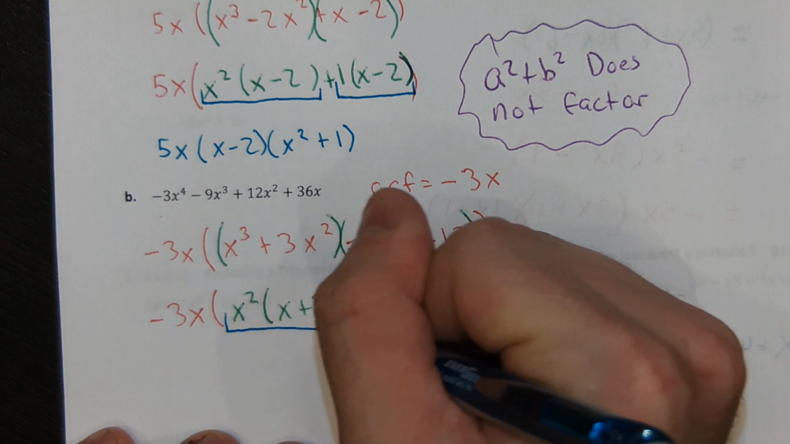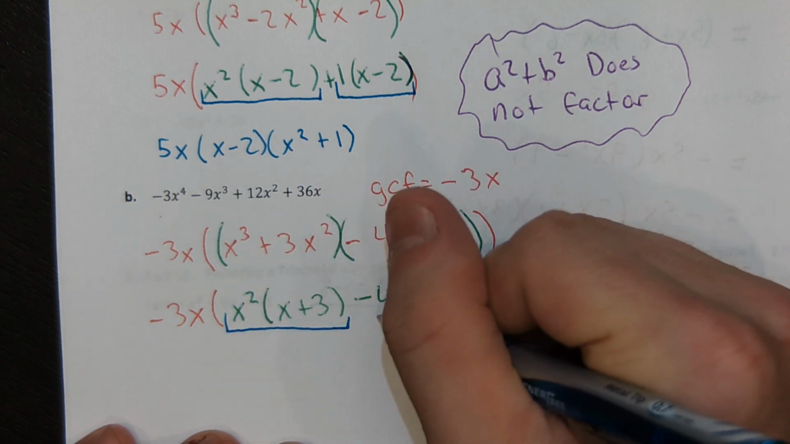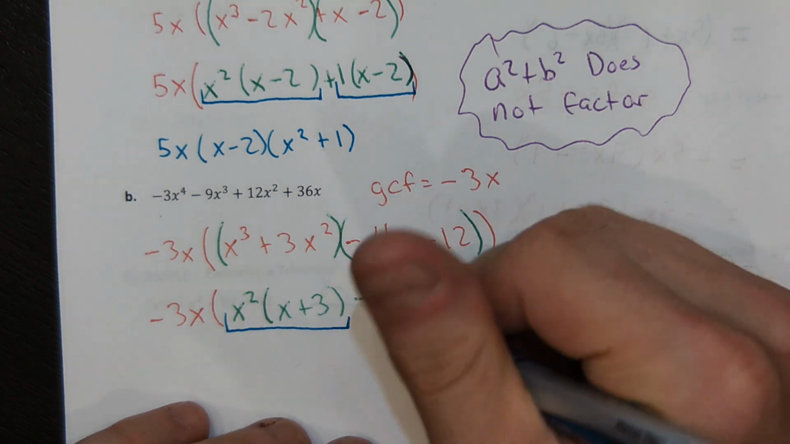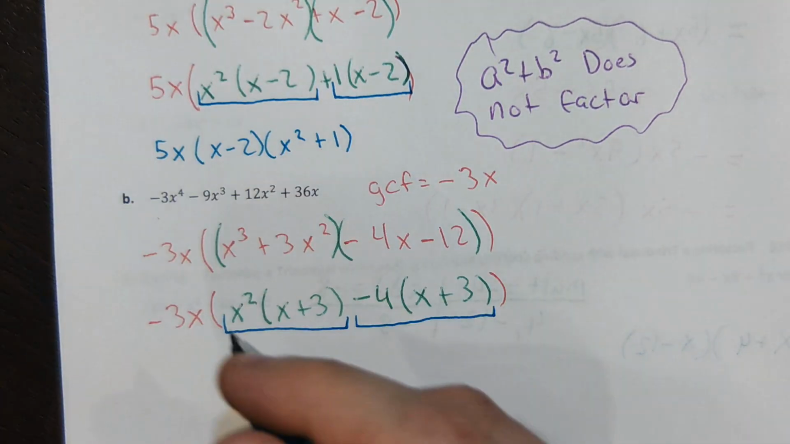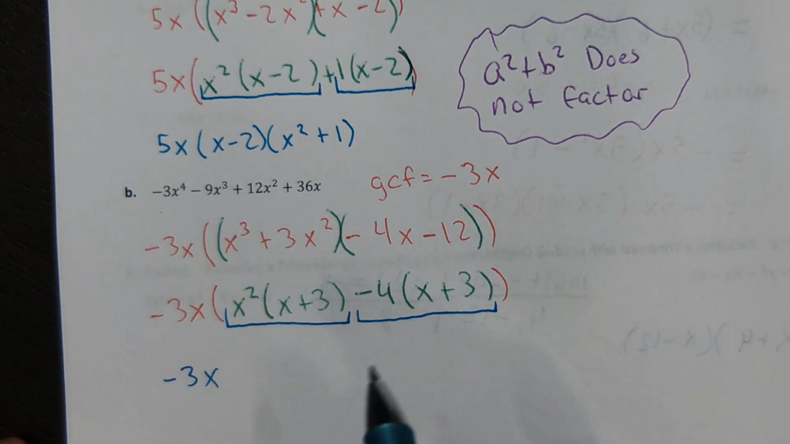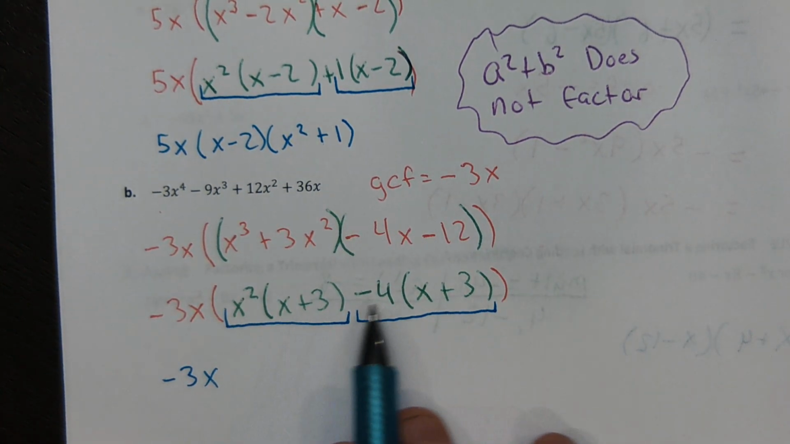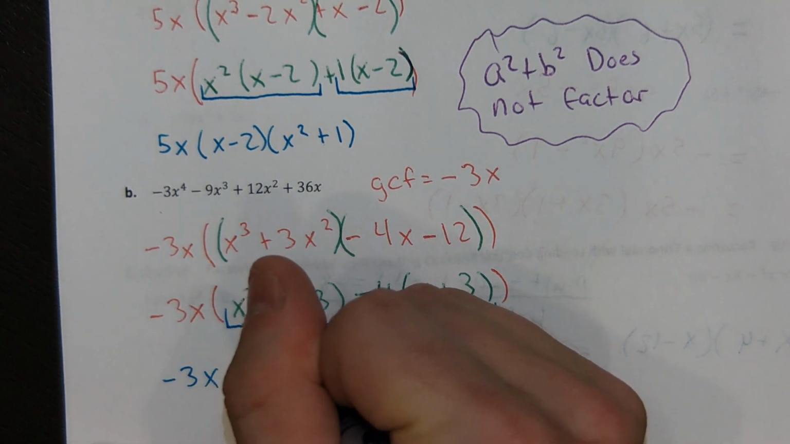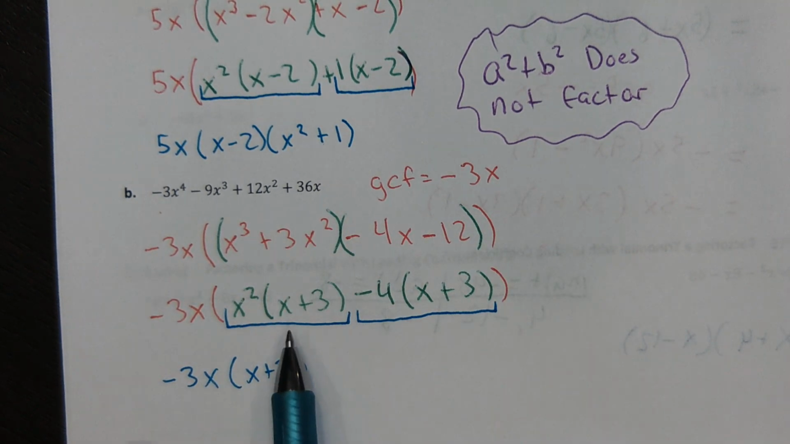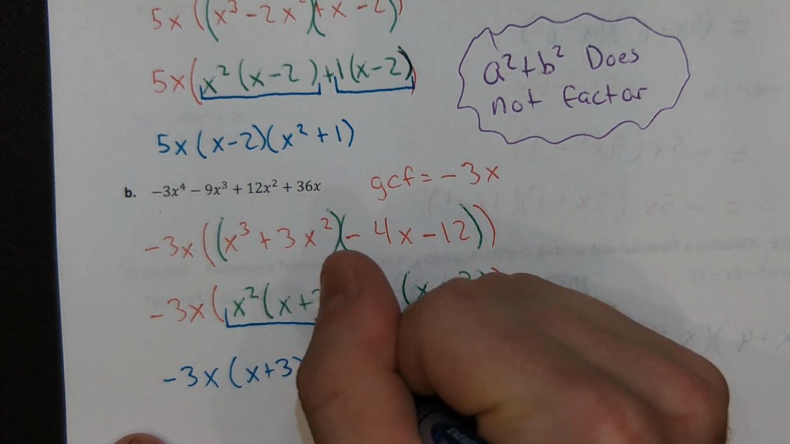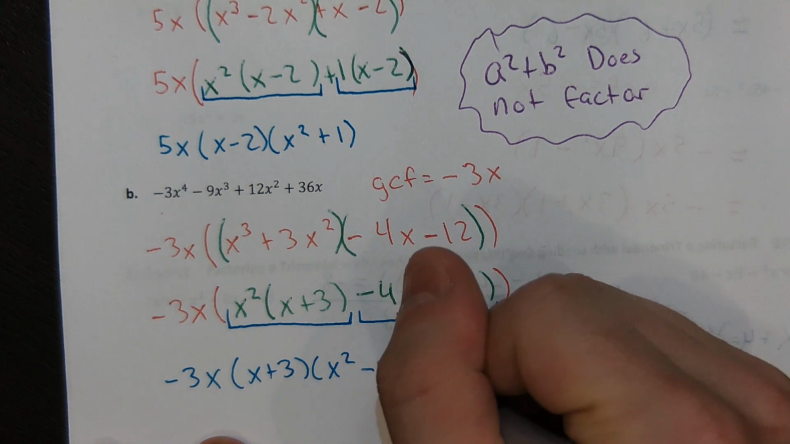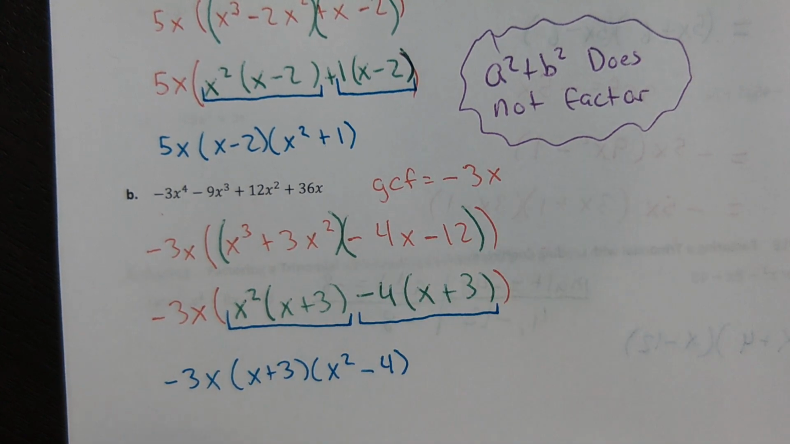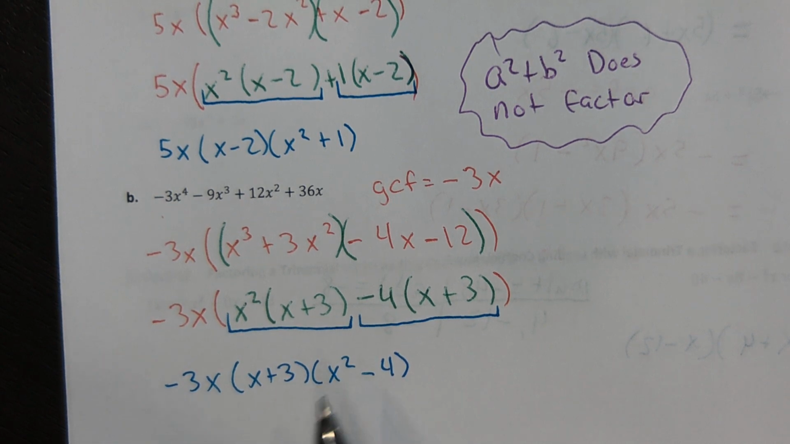Blue group. And blue group. -3x. Both blue groups could give up an x plus 3. When I pull x plus 3 from this blue group, I get x squared. And when I pull x plus 3 from this group, I get -4. And guess what? A squared minus b squared. That is a difference of 2 squares.